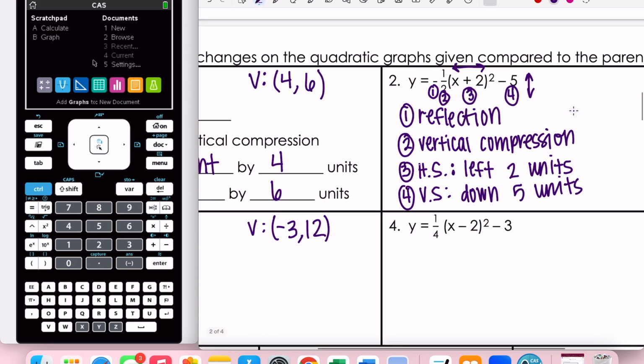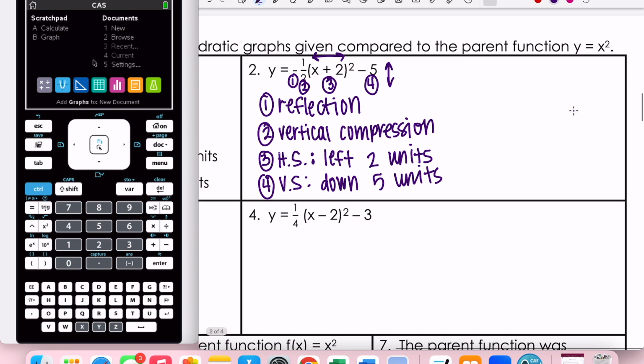Now, I'm just realizing that we forgot to find our vertex on number 2. So let's do that real quick. Again, coming over to the value of h here, think opposite. So my value of h is -2. And then there are no tricks with k. So my k value is -5.